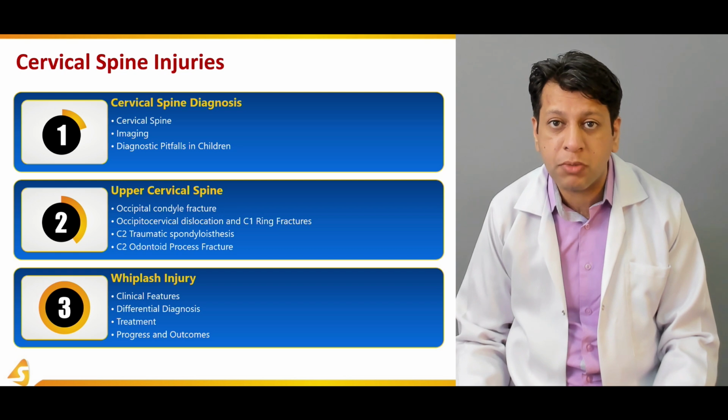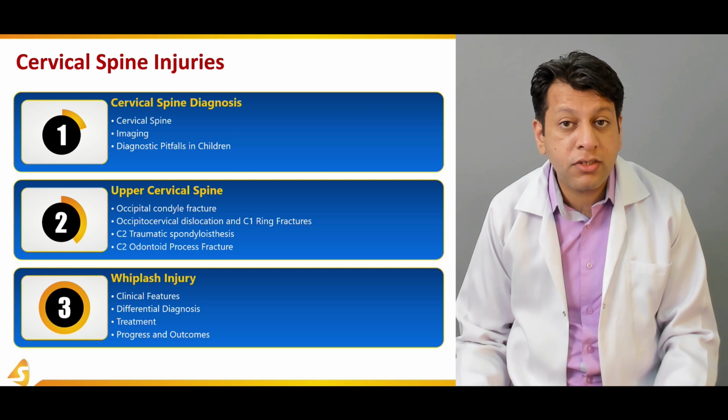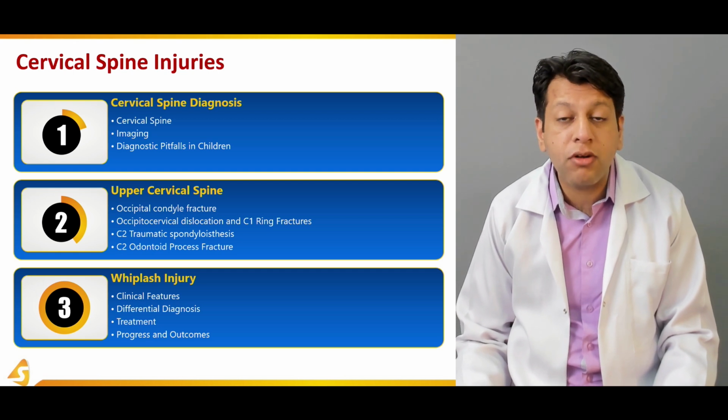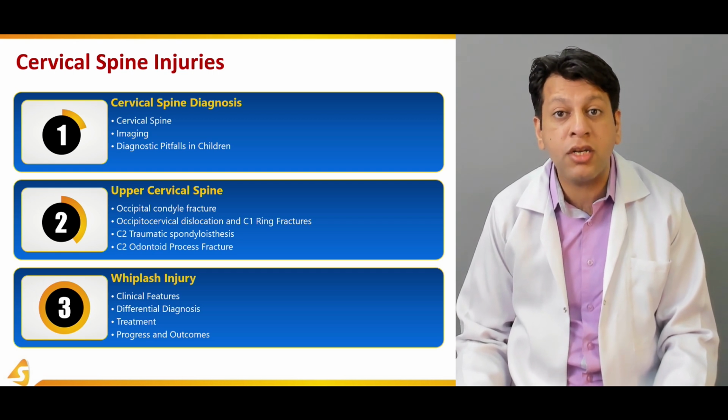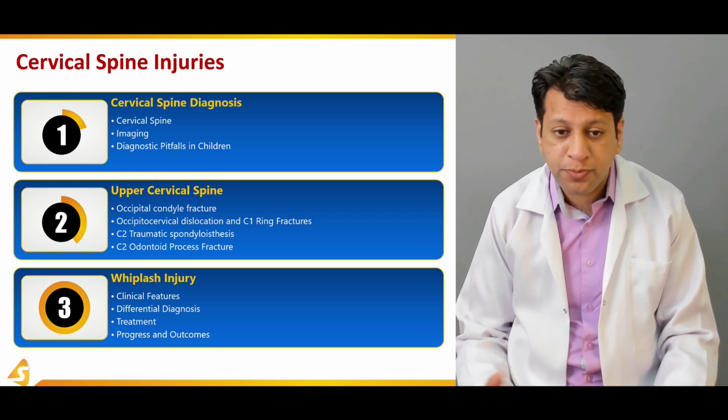with ligamentous sprains and injuries without any radiological problems. Especially we'll be discussing SCIWORA, that is spinal cord injuries without any radiological abnormalities, which is very common, especially in the case of children.